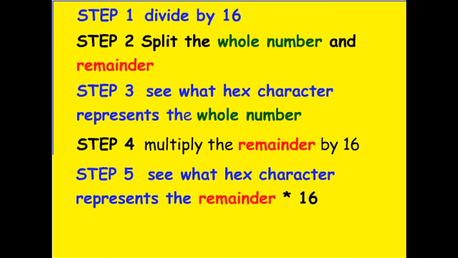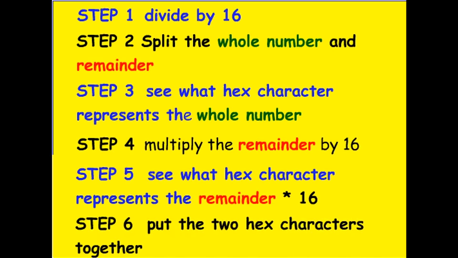Remember, if it's not a whole number at this stage, you made a mistake. Last step, step 6, you just put the two hex characters together. There you go.